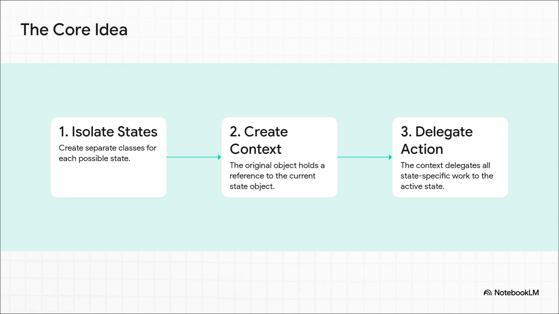First, you take all the logic for each individual state and you pull it out into its own separate class. So you'll have a draft state class, a moderation state class, and so on. Second, your original object, which we now call the context, its only job is to hold a reference to whichever state is the active one right now. And third, and this is the key, the context doesn't do the work anymore. It just delegates. It passes the request onto the current state object and says, you handle it.